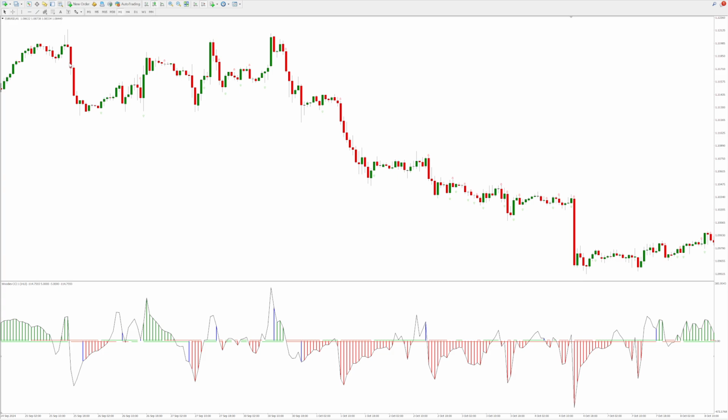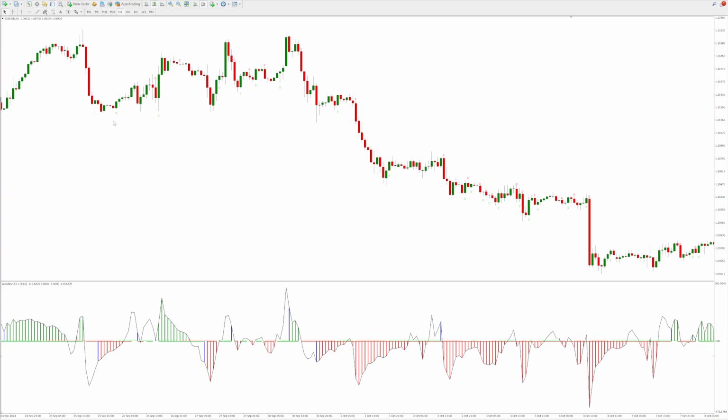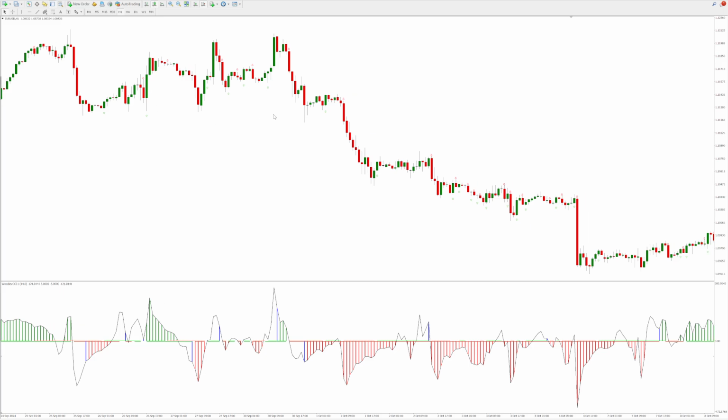This is a Euro-Dollar 1 hour chart in the MT4 platform. I downloaded the Woodies CCI indicator free of charge because it's not included by default. You can probably find it for your charting platform, and hopefully this video will give you some ideas of how it can be implemented within your trading. So the first thing to do is to find the trend.